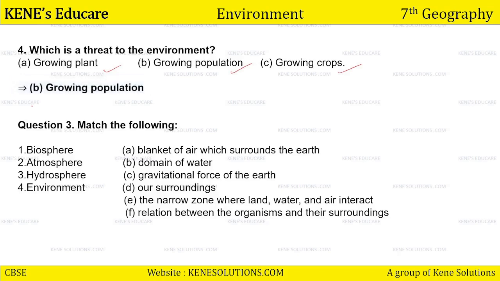Of course, population, because the more the population rises, the more resources will be required to live, and hence more deterioration of the environment will happen. Right? That is why growing population is a threat to the environment. Question number 2 with 4 parts also done. Coming on to question number 3.